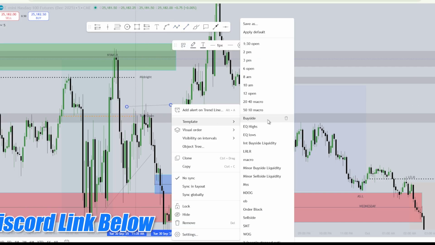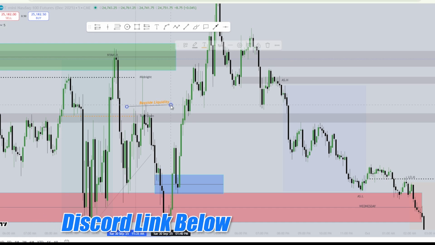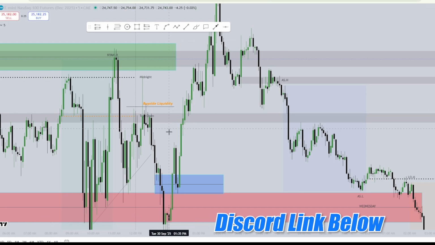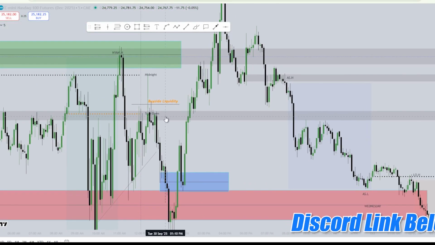And I'm going to do buy side right there. And we're going to get that straightened out. There we go. So I'm looking at this as buy side of the curve, or on the buy side of the curve. So I'm looking to target that. Why I'm looking to target that?